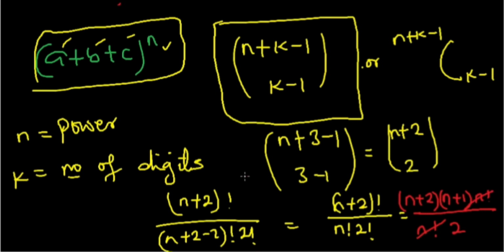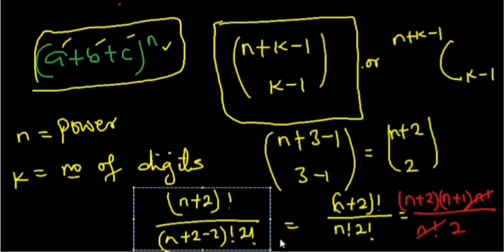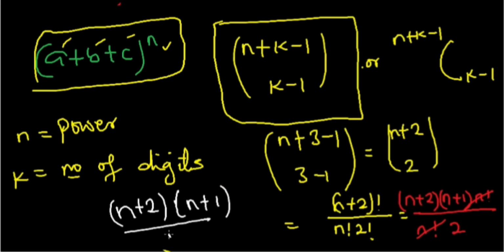So our final answer in this case will be n plus 2 times n plus 1 over 2. That will be our final answer.